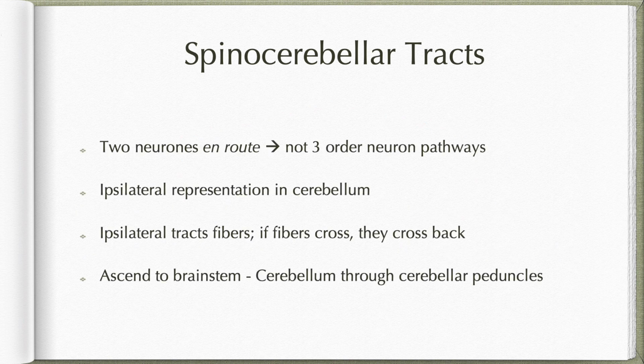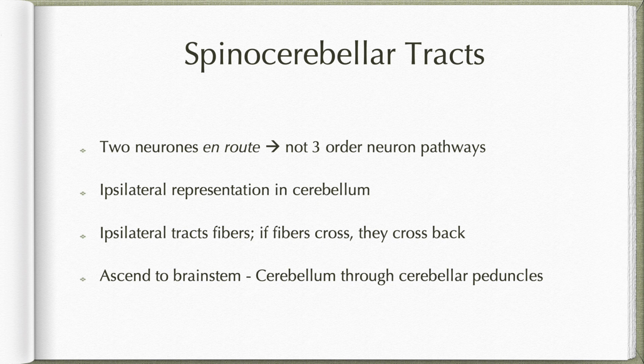Spinocerebellar tracts differ from those tracts which carry information to the cerebrum in having only two neurons along their path, and also cerebellum has an ipsilateral representation unlike cerebrum which has a contralateral representation. So the fibers in the spinocerebellar tract are not required to cross over to the opposite side. And if they do cross, then they cross back before reaching the same-sided cerebellar cortex.